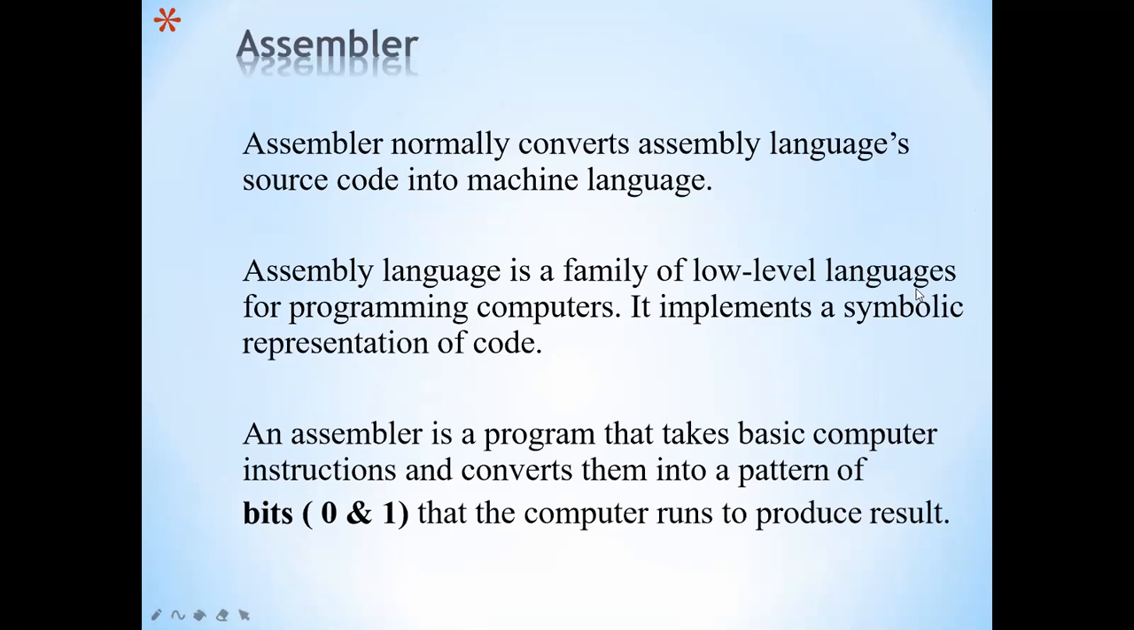Now these are the assemblers. An assembler normally converts assembly language's source code into machine language, and the machine language code is the object code. Assembly language is a family of low-level languages for programming computers. It implements a symbolic representation of codes. An assembler is a program that takes basic computer instructions and converts them into a pattern of bits. What are bits? Bits are 0 and 1, the combination that the computer runs to produce results.